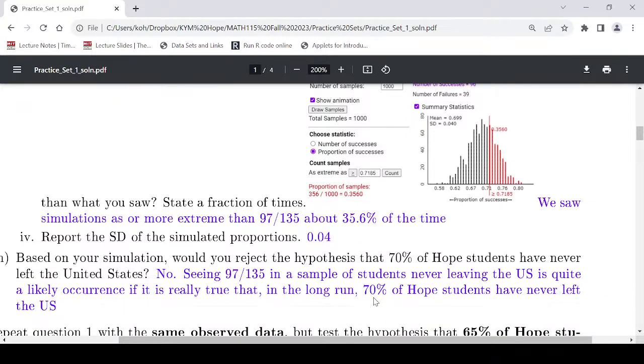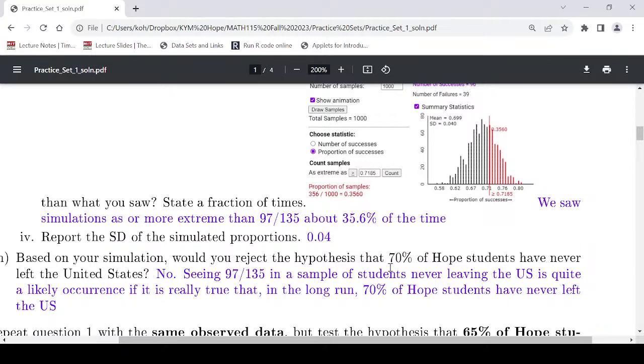Right? So you see what I say here. Based on your simulation, would you reject the hypothesis that 70%? I don't think we can reject it, because this kind of thing happens all the time when the truth is 70%. Right? So that's the logic behind it.